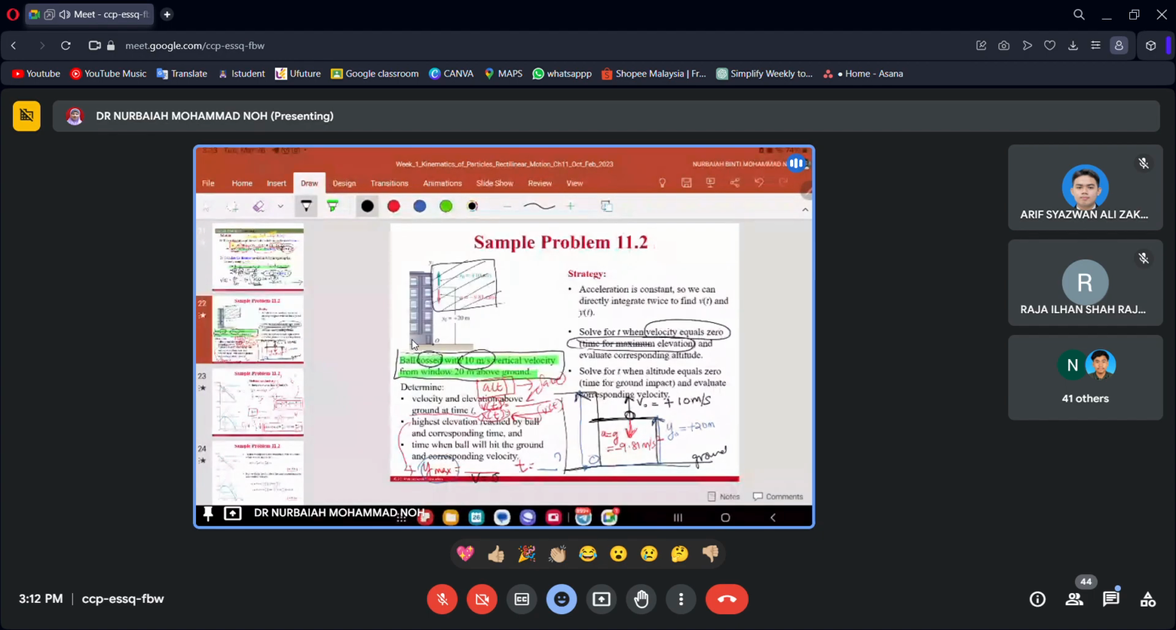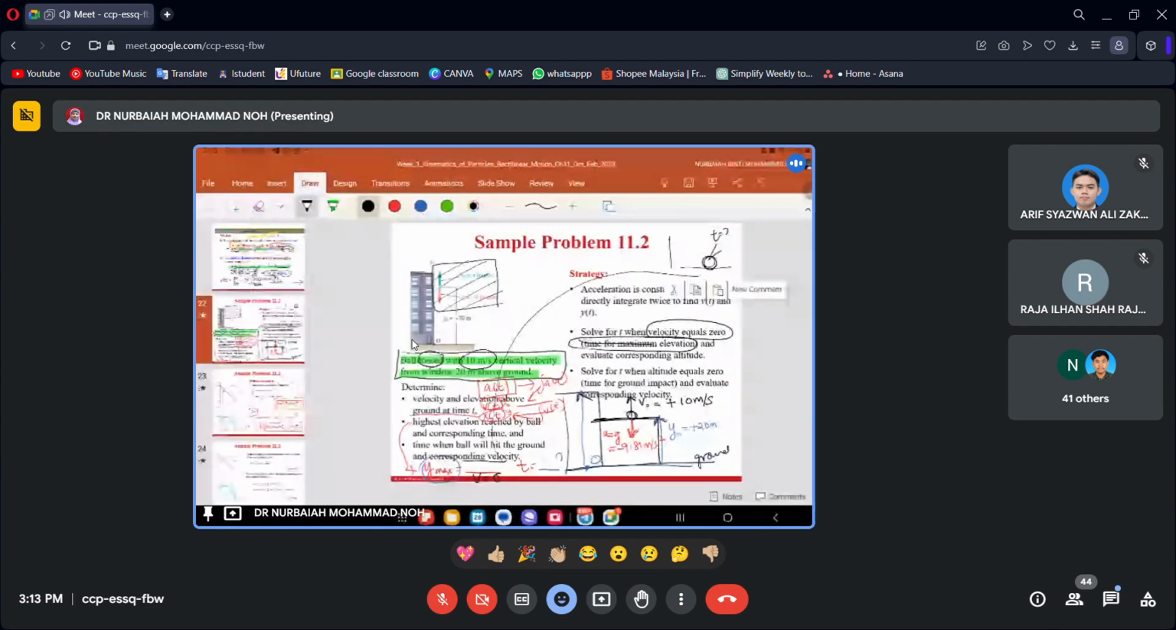And then the last one: time when the ball hits the ground and the corresponding velocity. It wants the time when the ball will hit the ground and the corresponding velocity. What is the additional information that you can highlight here? It says when the ball hits the ground. So what is the time and what is the velocity? What information can we provide here?